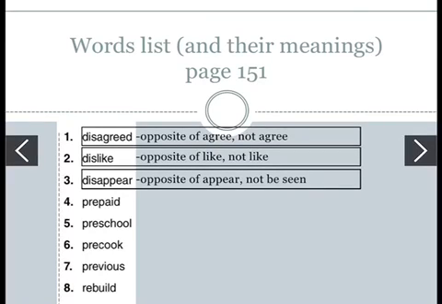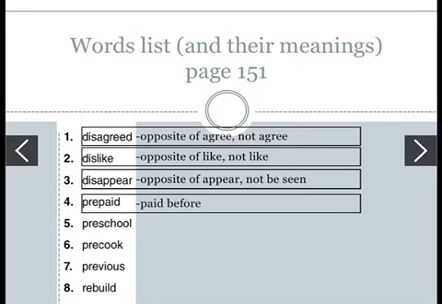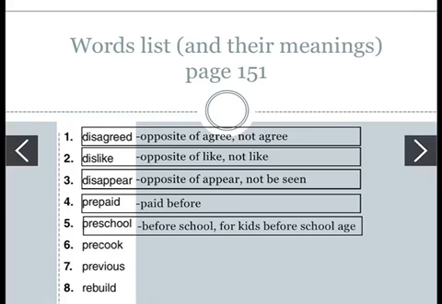Next, disappear, the opposite of appear. If something disappears, then it cannot be seen. Next, prepaid means paid before. If something is prepaid, it means it had already been paid for before. Next, preschool, before school, for kids before school age. So usually the little ones, the very little ones, they are the ones who go to preschool because that's a time before the actual school age.